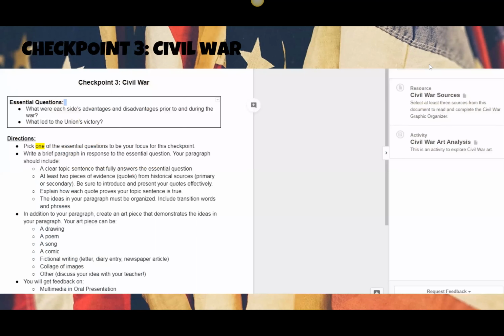Okay, checkpoint 3 is called the Civil War. When you open that up, you're going to see these 2 essential questions. You need to pick one of those questions. So either number 1, what were each side's advantages and disadvantages prior to and during the war?